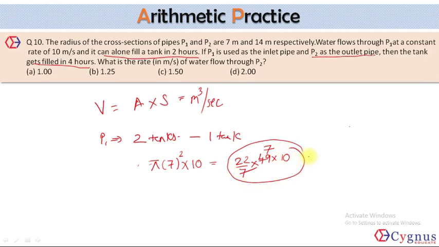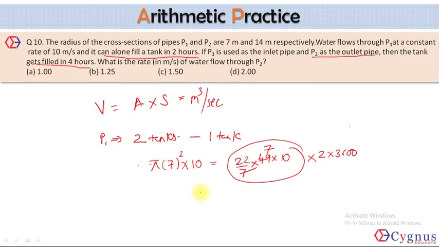This much volume can be filled by pipe P1 in how many hours? 2 hours. This was per second volume, so in 2 hours I'll multiply it by 2 into 3600. So I'll get the capacity of the tank. The 7 was cancelled out. What I'll get here? 22 into 7 into 2 into 3600. This must be the capacity of the tank.